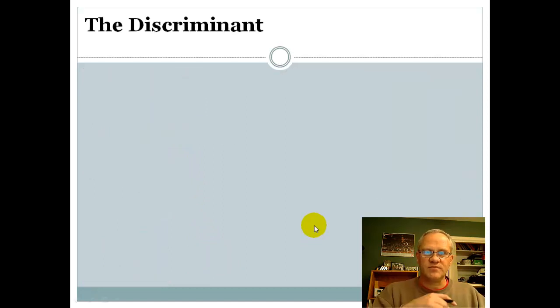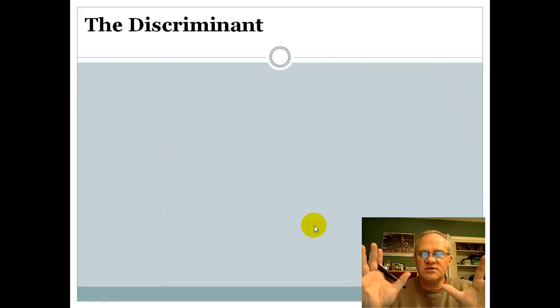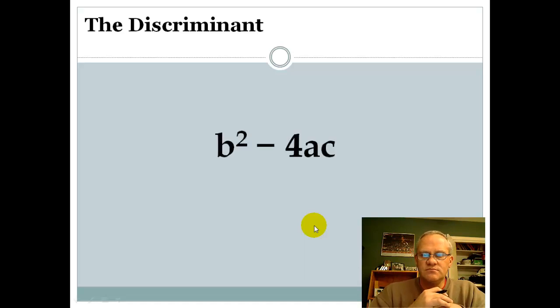Okay? Now the discriminant. The second thing we got to talk about is the discriminant. Remember I said part of the quadratic formula is made up of the discriminant. What part is it? It's b squared minus 4ac. It's the part that's underneath the square root. That's the key part, because depending on what that number is, that will tell us what the roots will look like.